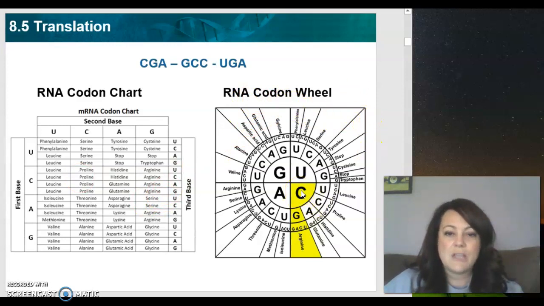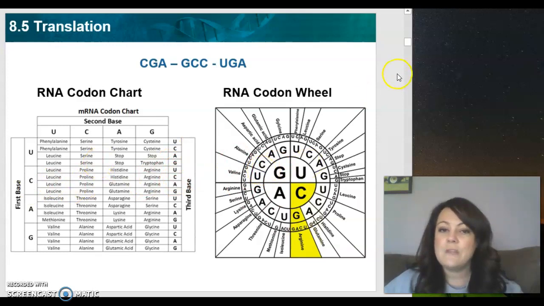If we were doing CGA, for example, here's my C. So the first letter is in the first circle, the second letter is in the second circle, third letter is in the third circle, and then that gives you what amino acid it codes for. So if we were doing CGA, C, G, and there's my A, we can see that it codes for arginine. Now remember, it's the same information, it's just in 2 different formats.